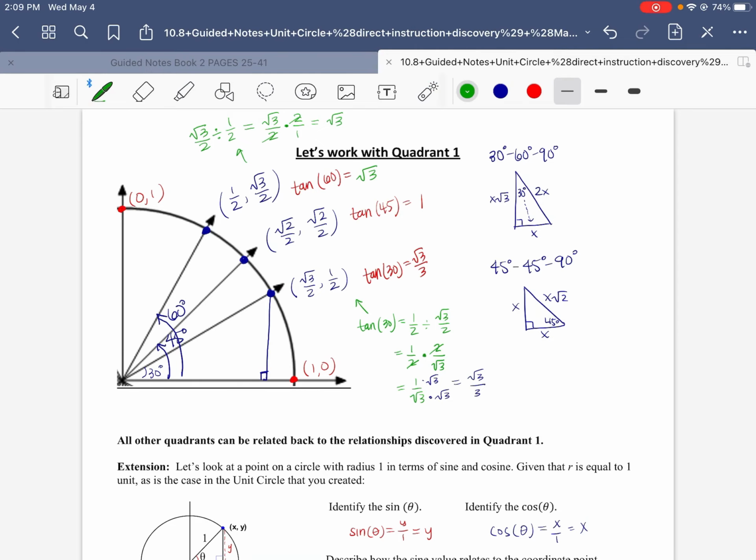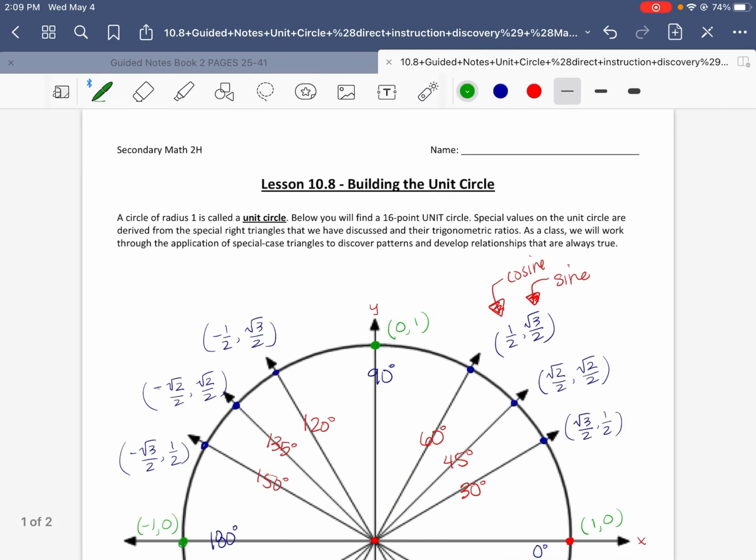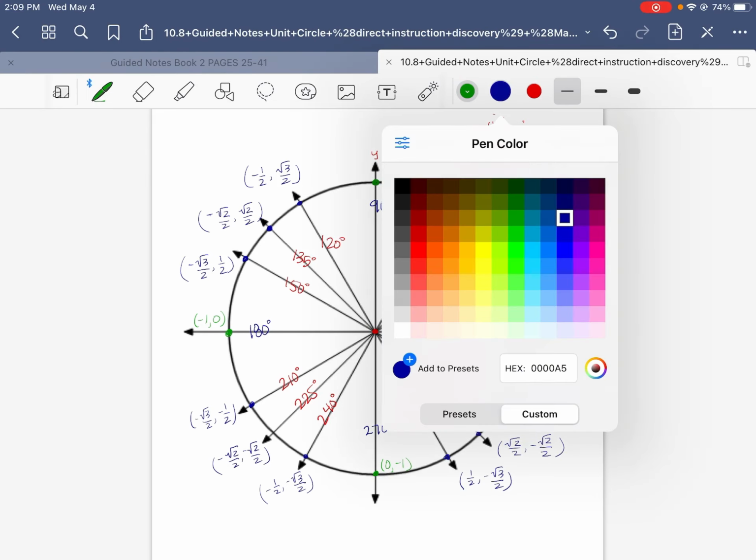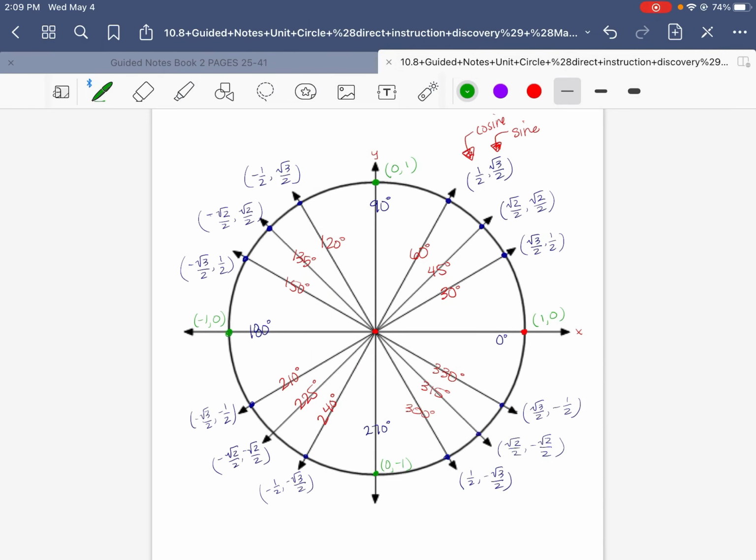Okay, so let's come back to the main circle, and we're just going to fill in the rest of these, and then we'll be done here. So let's add our tangents in here. I'm going to choose a new color just so you can tell that it's a new item. Let's go purple. Tangents, you can write them wherever you want.